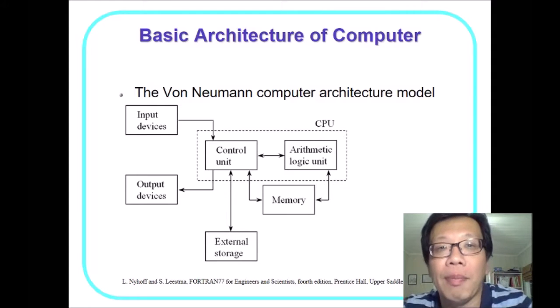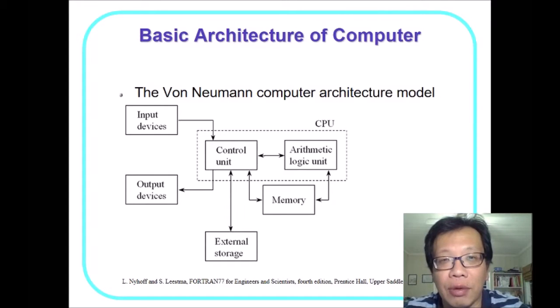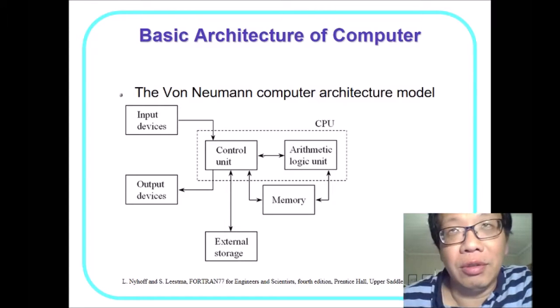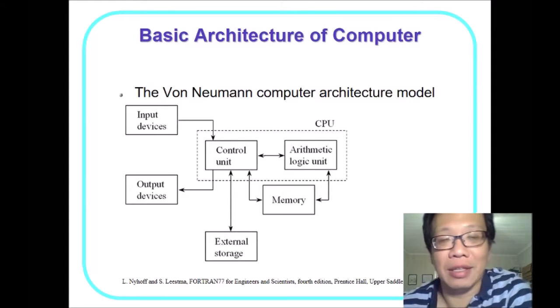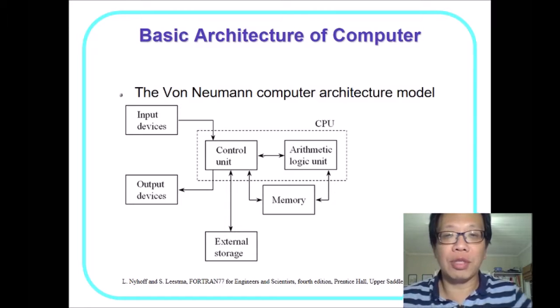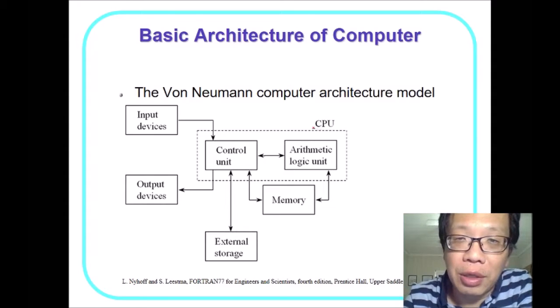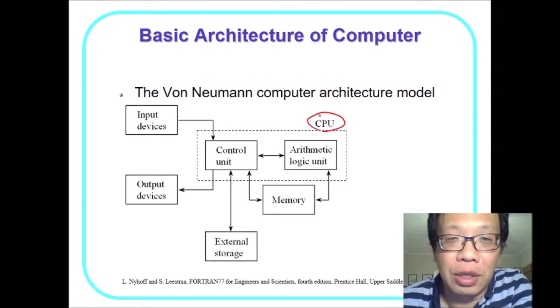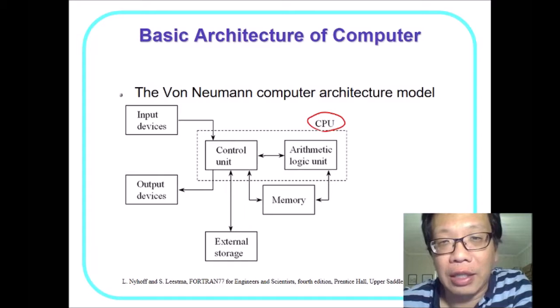So what is the basic architecture of a computer? Since its invention, it hasn't changed too much in the past decades. Normally we include a CPU. The CPU includes a control unit, and we also have a logic unit that deals with those kinds of operations. When we include those two things together, we call it a CPU.